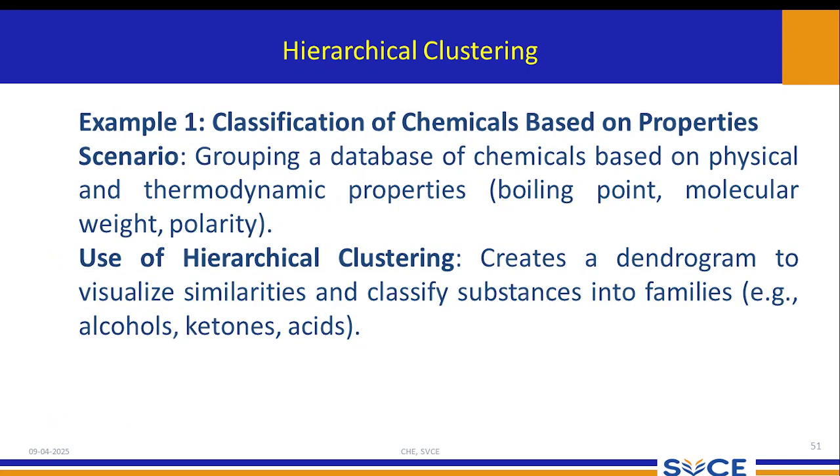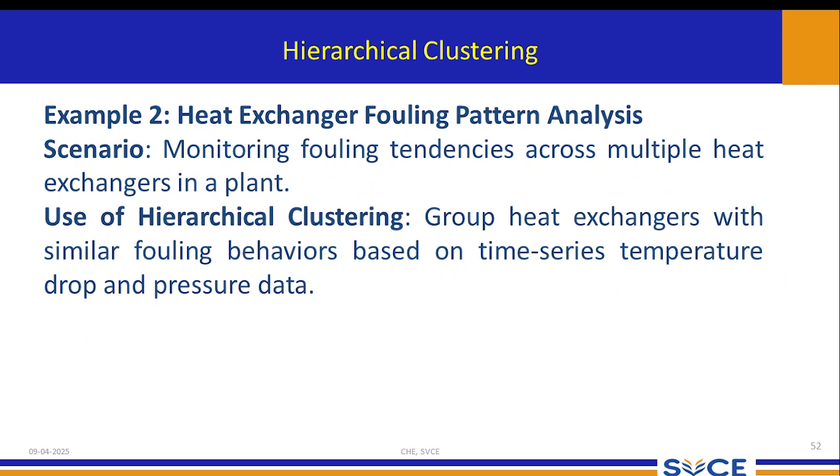And coming to hierarchical clustering: classification of chemicals based on properties. Scenario: grouping a database of chemicals based on physical and thermodynamic properties. Create a dendrogram to visualize the similarities and classify the substances into families, and then merge them into a single cluster. This type of data can be classified under hierarchical clustering.